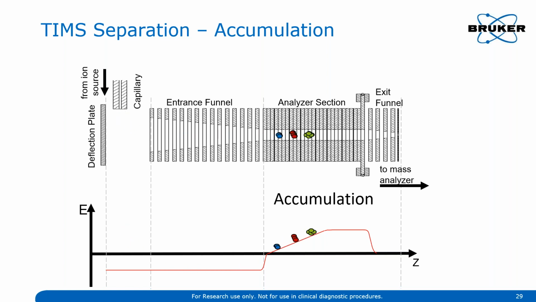There, ions face the gradient of opposing electric field and separate according to their mobilities. Note that often we use the terms ion mobility and collisional cross-section almost interchangeably, since they're very closely related, of course.